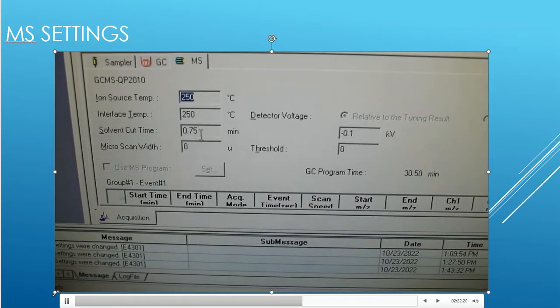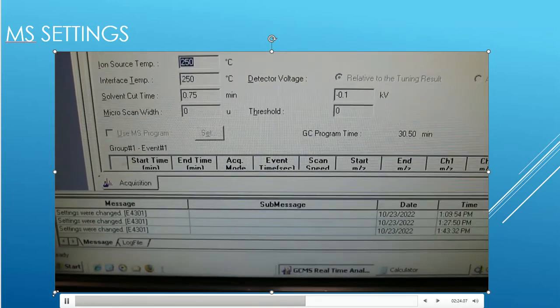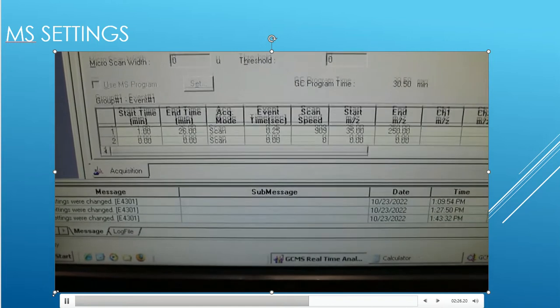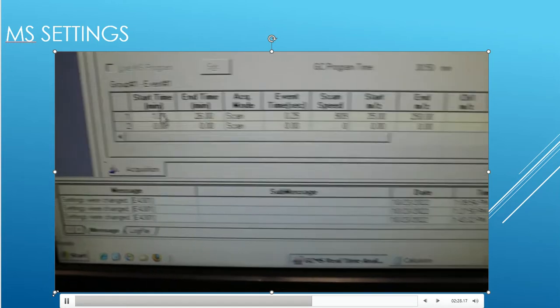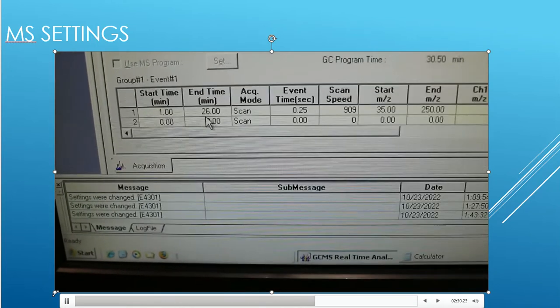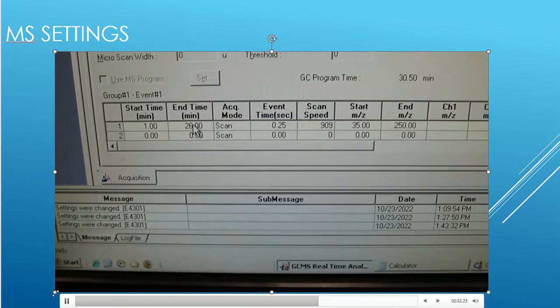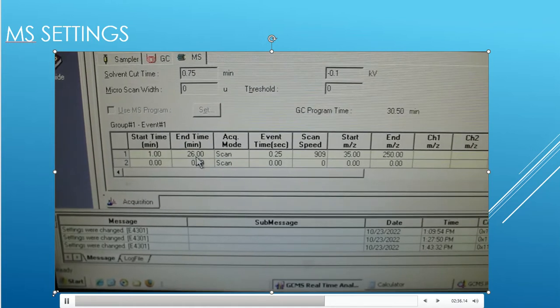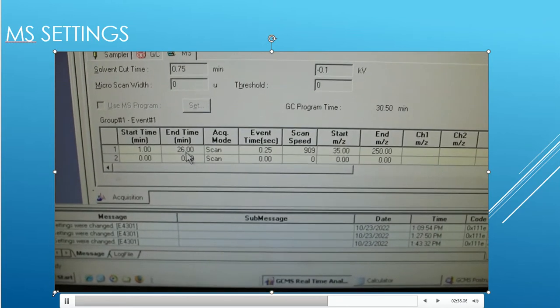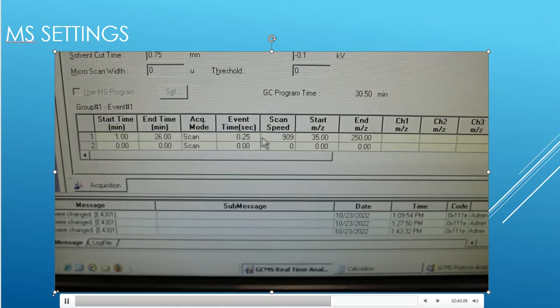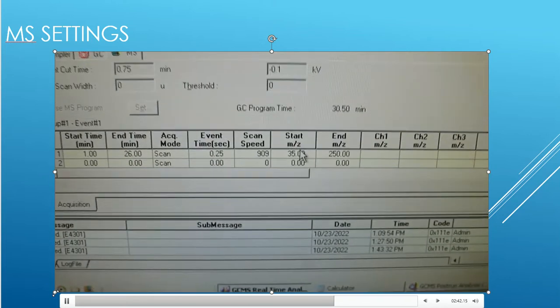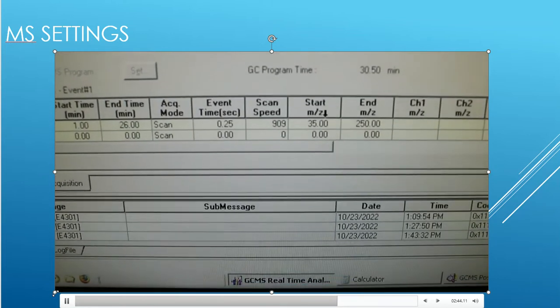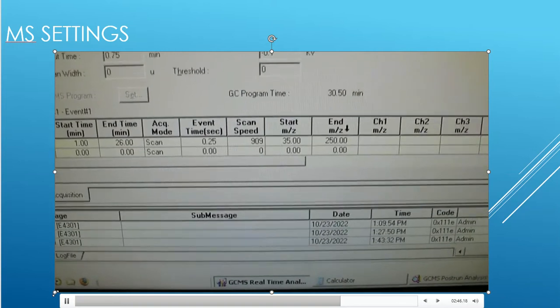Okay, down here you'll see a bottom table, and this bottom table will start at 1 minute, and it will go until the end of the analysis time, which is set at 26 minutes. If the peak comes off before 26 minutes, we'll cut it off. You'll never know the difference. However, what's also important here on this table is the start M to Z and the end M to Z.